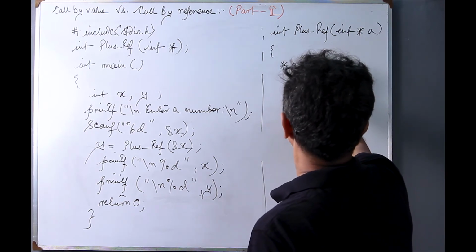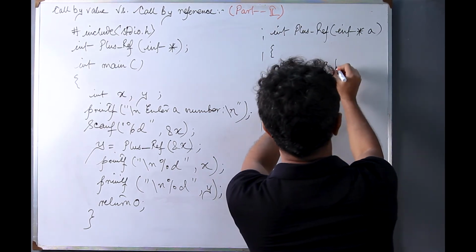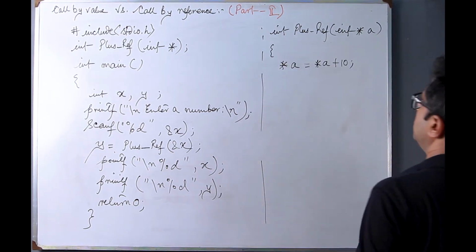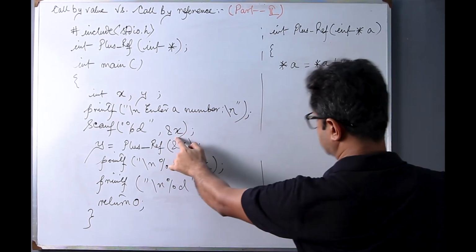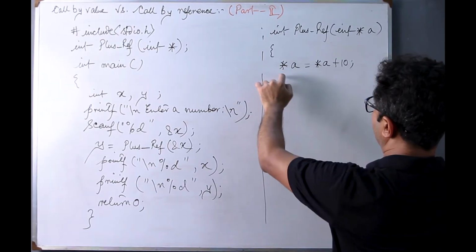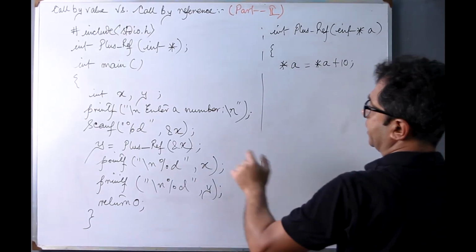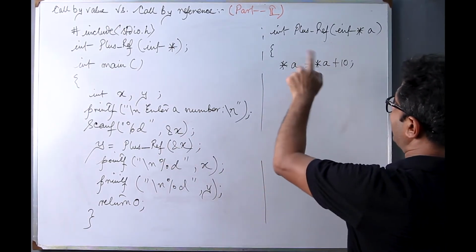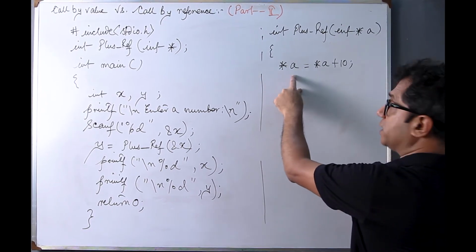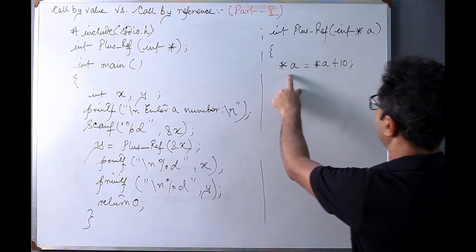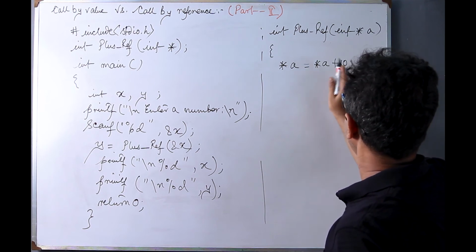So *a is equal to *a plus 10. So whatever was in the address of x, that content, the value at the address which is the pointer a, that is the ampersand x, the value at that address is denoted by *a. So this *a is the value at the address. So this value is being added up by 10.